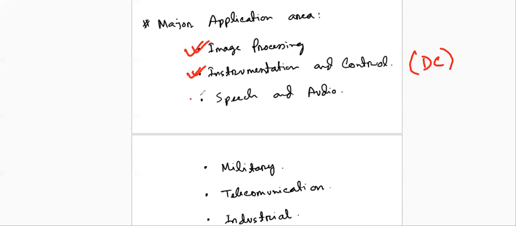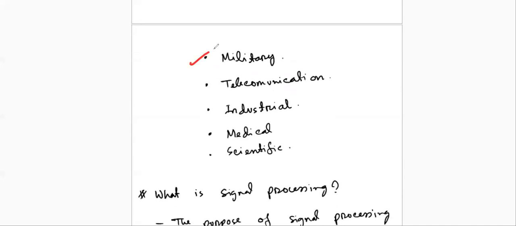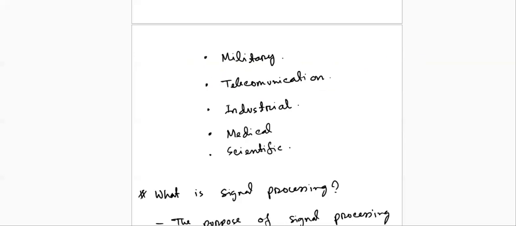Speech and audio, I have already mentioned that. Military applications. Telecommunication, the core part of telecommunication is DSP. If you want to be a good engineer in the telecommunication domain, you can rely on me that you need to be very smart in DSP. You need to have deep knowledge of DSP and understand the process very precisely.